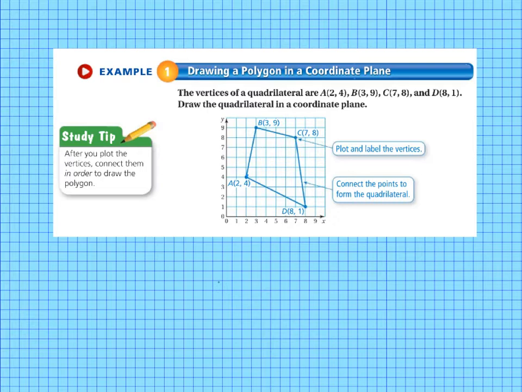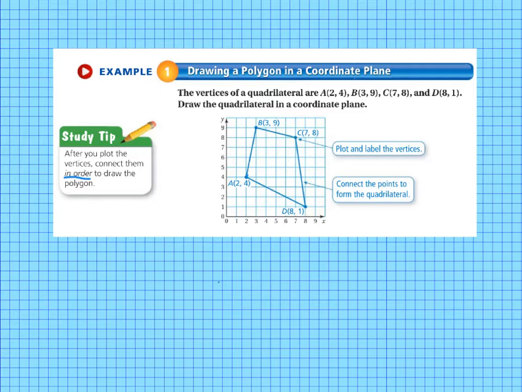We're going to jump right in with example 1, drawing a polygon in a coordinate plane. And let's look at the study tip. The study tip says, after you plot the vertices, connect them in order to draw the polygon. So that in order part is really important, and the book usually gives you those points in alphabetical order, so that's helpful. So our question here is the vertices of a quadrilateral are A(2, 4), B(3, 9), C(7, 8), and D(8, 1). Draw the quadrilateral in a coordinate plane.